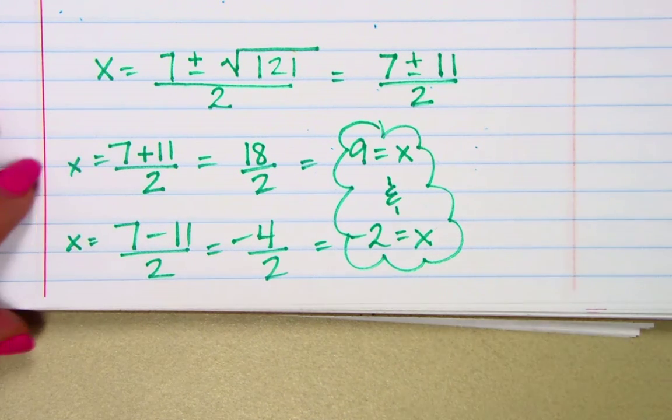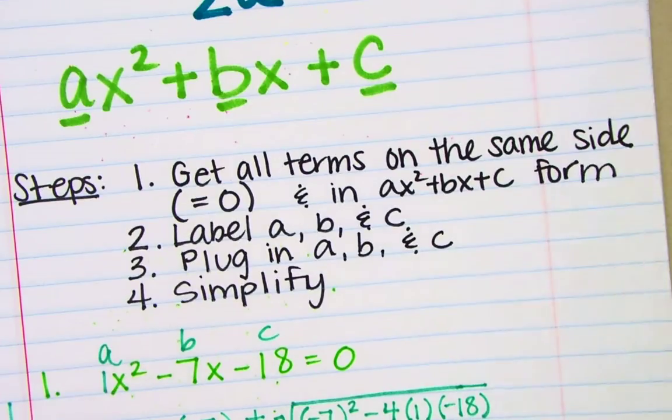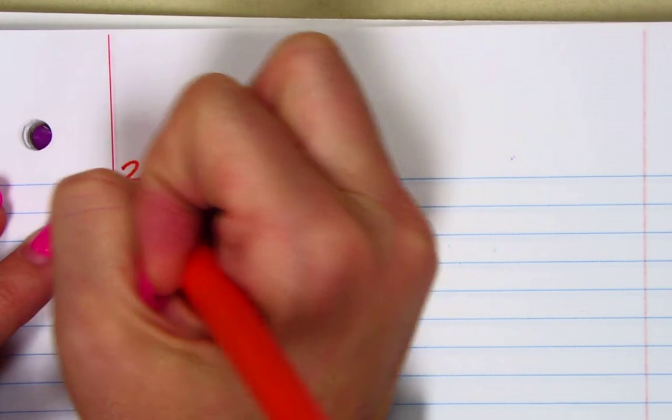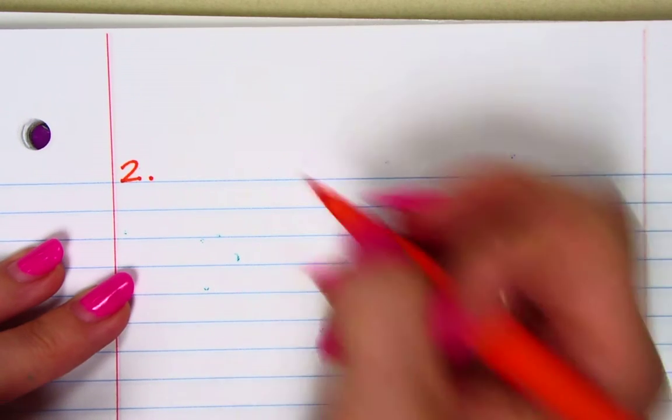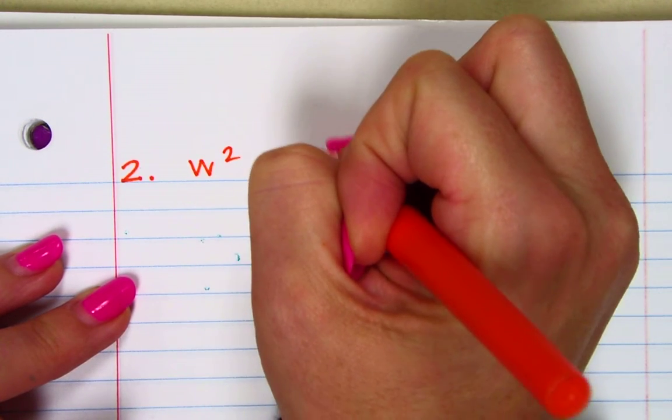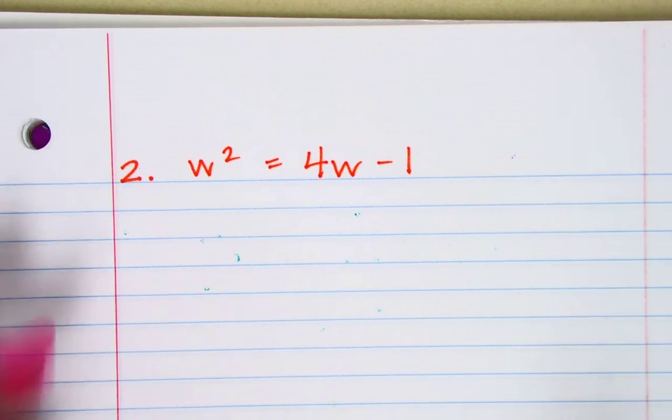All right, I'm going on to the next page. If you had to flip it like I'm going to, and you don't see the formula, it's up on the front board so you can look, while you're still learning, if you didn't learn it from going over the song 13 times. All right, number 2, w squared equals 4w minus 1.